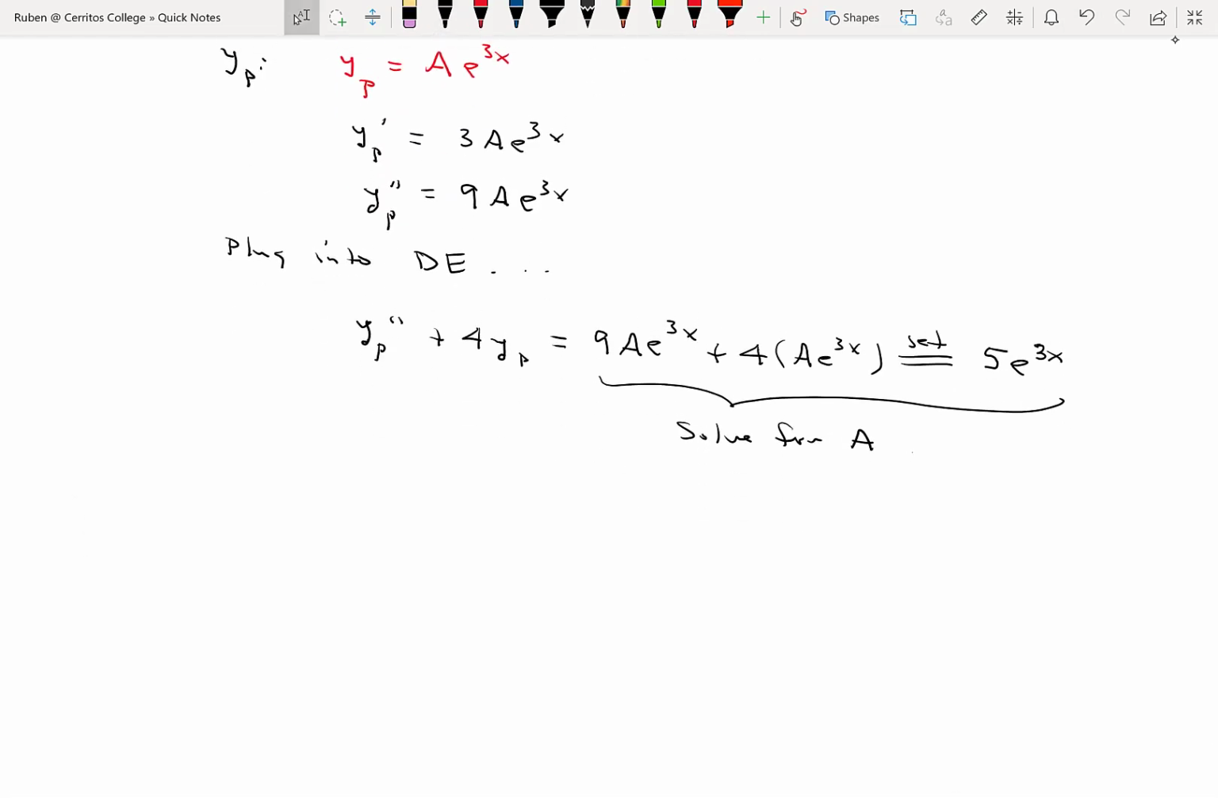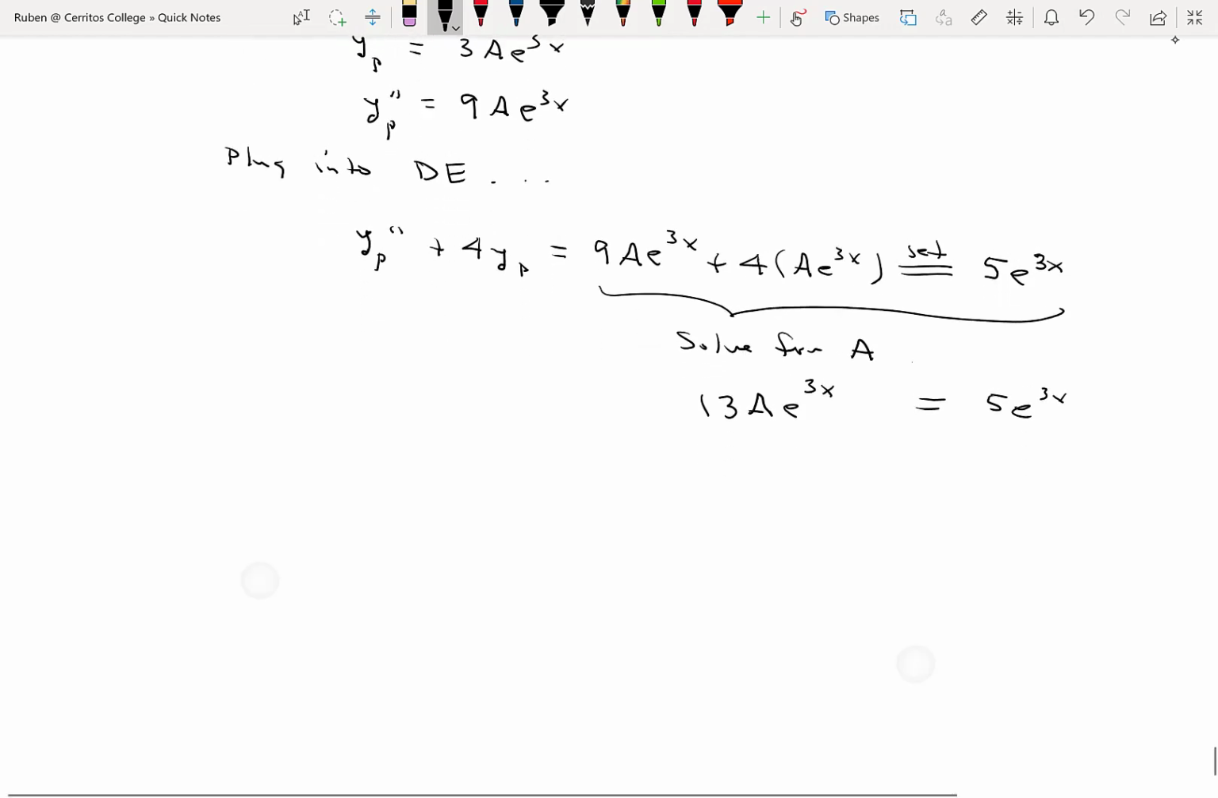Okay, so let's continue this. On the left-hand side, notice we have 9a e to the 3x plus another 4a e to the 3x. That gives us 13a e to the 3x, and that must equal the 5e to the 3x on the right-hand side. So what does that say? It says that 13a should equal 5, so a should equal 5/13. And that ends the problem.